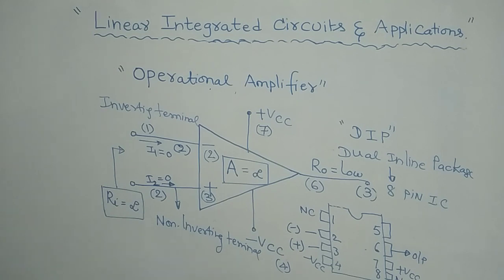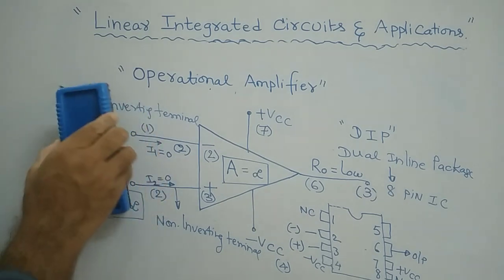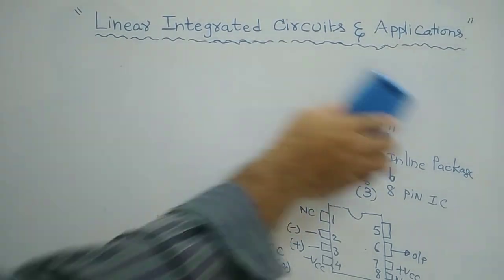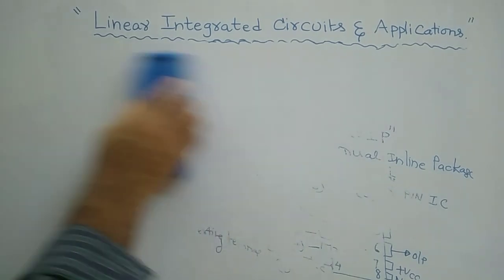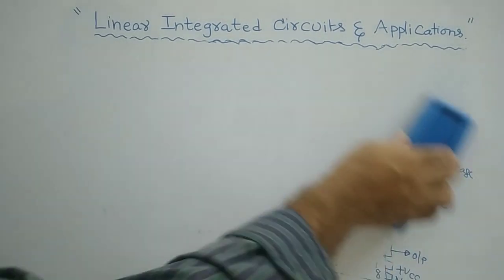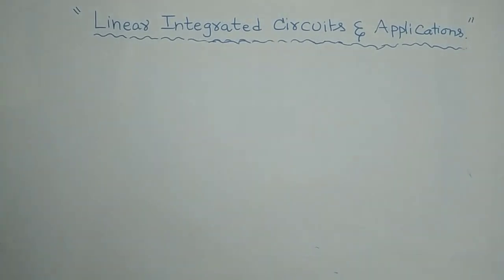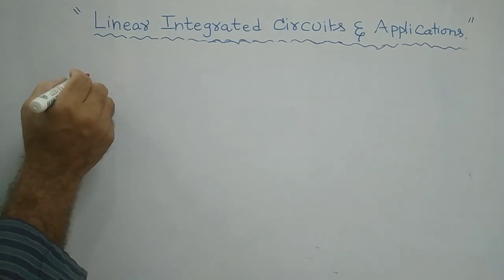Now let us see another important configuration of an operational amplifier, that is the inverting amplifier. After that we will see the non-inverting amplifier, how an inverting amplifier looks and how the connections are given. Let us see in today's presentation. I just want to focus on this: inverting amplifier, very important.